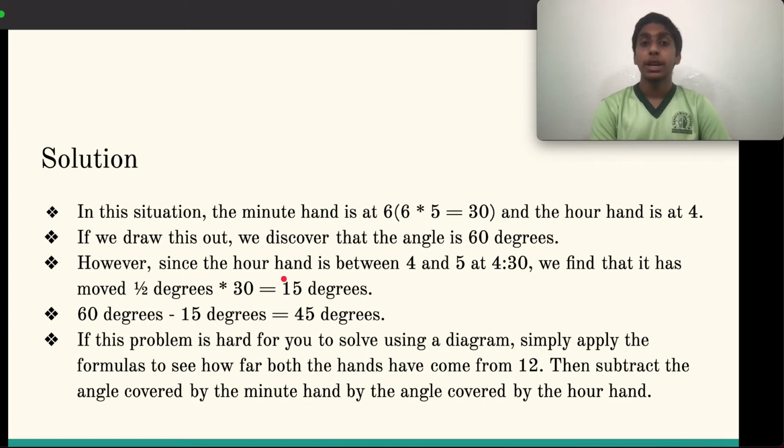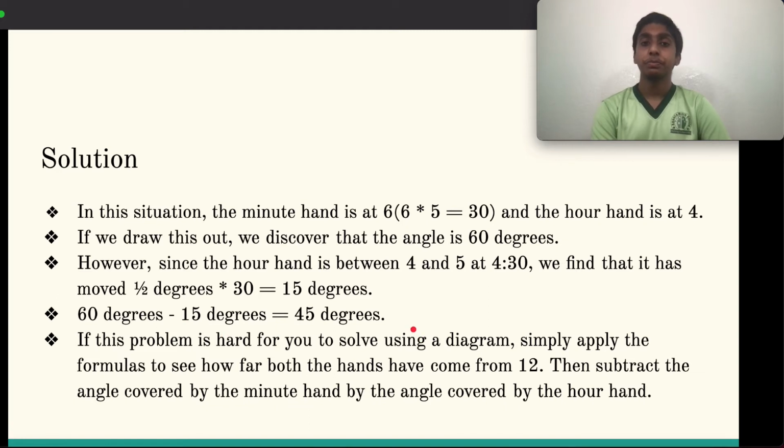However, since the hour hand is between 4 and 5 at 4:30, so now we're accounting for that slight adjustment, we need to find that it has moved 1/2 degrees. Remember, the hour hand moves 1/2 degrees per minute, and it's been 30 minutes, right? From 4 to 4:30. So it's moved 15 degrees in that time. So originally it was 60 degrees, but then it moved 15 degrees. So 60 minus 15 degrees is 45 degrees.